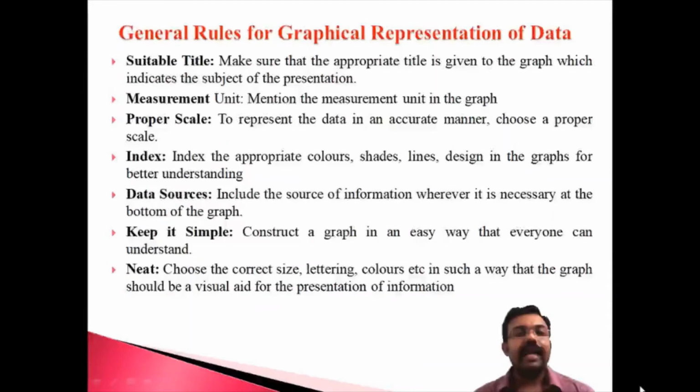Okay. And after that, what are the general rules for graphical representation? Suppose you draw the diagrams or the graph. What are the basic rules regarding the graphical representation of your data? The first important element is a suitable title. Like a table, a diagram needs a suitable title. The title indicates the subject of your presentation. Make sure that an appropriate title is given to the graph.